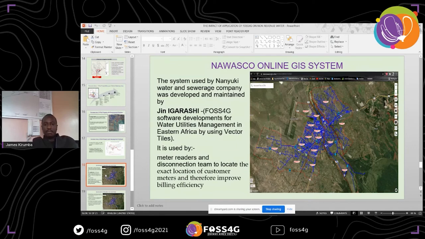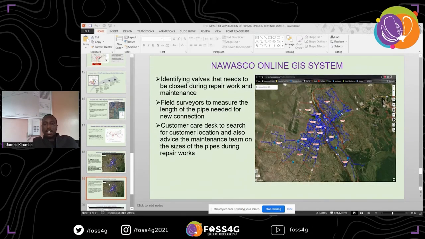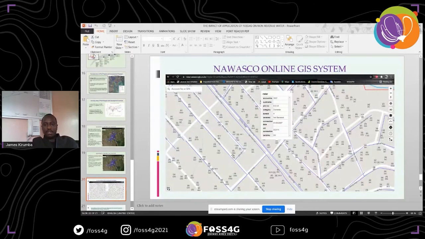This online GIS system is used by meter readers because it's very light, it's very fast. The disconnection team also use the system to locate the exact location of customer meters and therefore improve billing efficiency. Also, this system is used by the technical team in identifying valves that need to be closed during repair works and maintenance, and by field surveyors to measure the length of the pipe needed for a new connection. The customer care desk uses it to search for customer location and also advise the maintenance team on the sizes of the pipes during repair works.